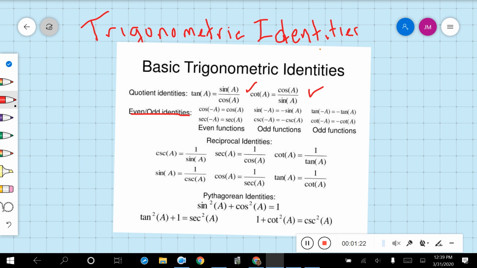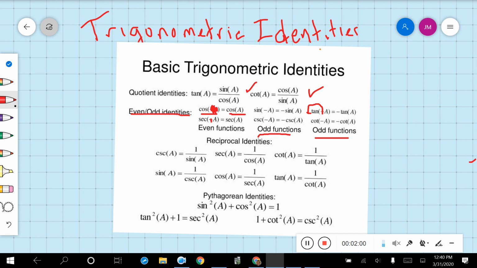In an even function, the cosine of a negative angle is exactly equal to the cosine of the positive angle. So basically, on cosine and secant, if you see a negative angle, you can just erase the negative. On the odd functions, which is everything else, sine, cosecant, tangent, cotangent, you can actually picture the negative coming out into the front. So the tangent of negative A is the opposite of the tangent of A.